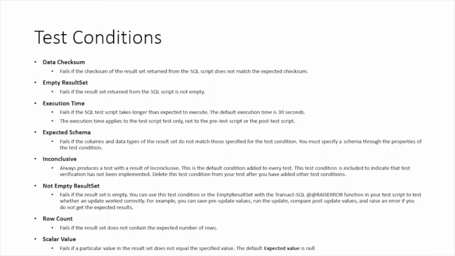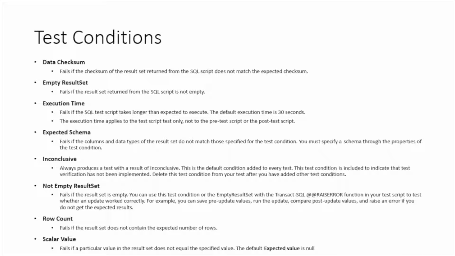So expected schema, I don't really use that. Basically, you point it at a table, and when you select from the table, it must be exact. I tend not to use that one. So an inconclusive test. As soon as you create a test class, it creates an inconclusive test, and it shows as ignored within the test runner. It's just a default. I don't know why you would use it in real life. You just remove it.